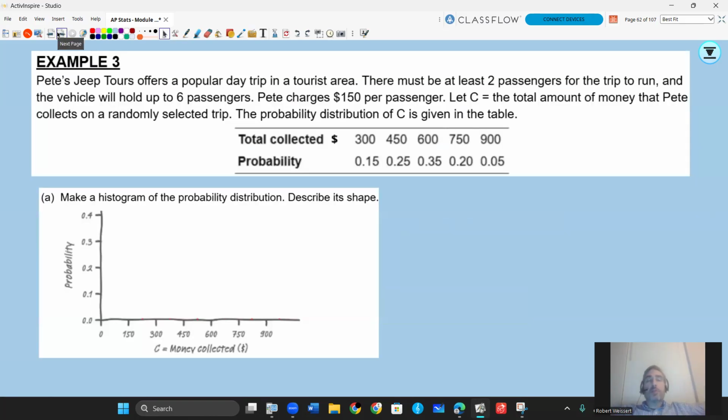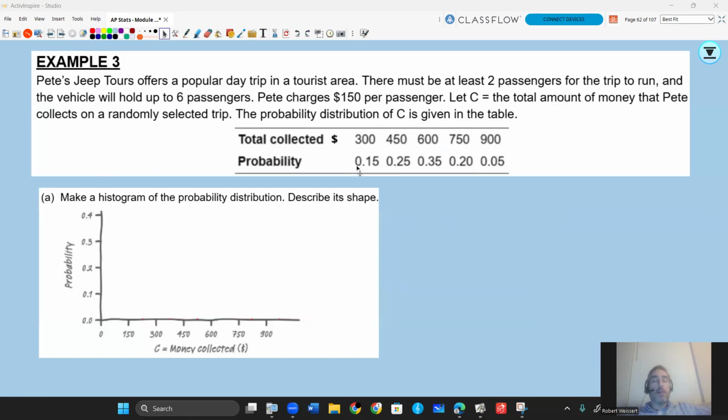Example 3. Pete's Jeep Tours offers a popular day trip in a tourist area. There must be at least 2 passengers for the trip to run, and the vehicle will hold up to 6 passengers. Pete charges $150 per passenger. Let C equal the total amount of money that Pete collects on a randomly selected trip. The probability distribution of C is given in the table, and you'll see we have all these individual values: $300, $450, $600, $750, and $900, with the probability distribution as listed.